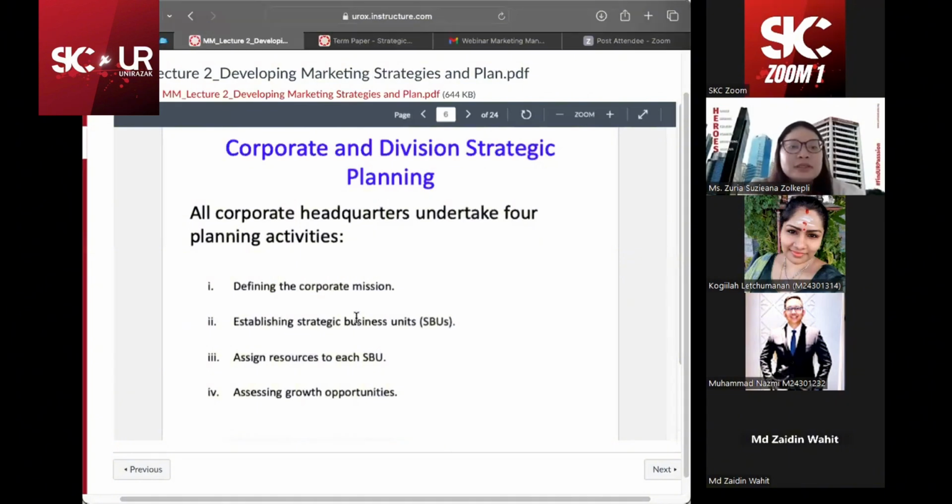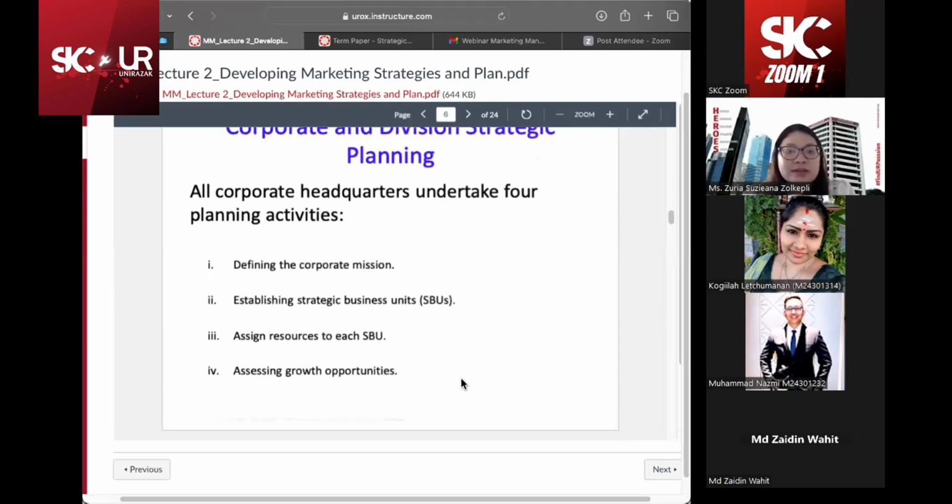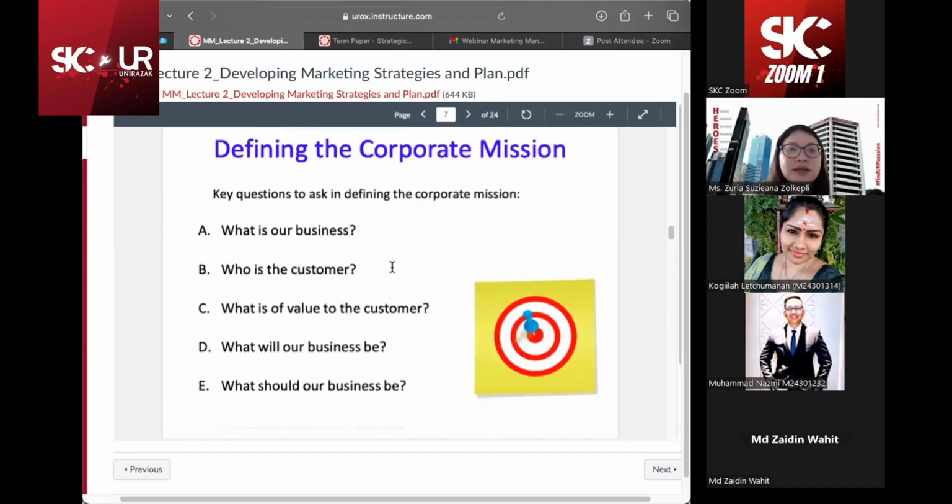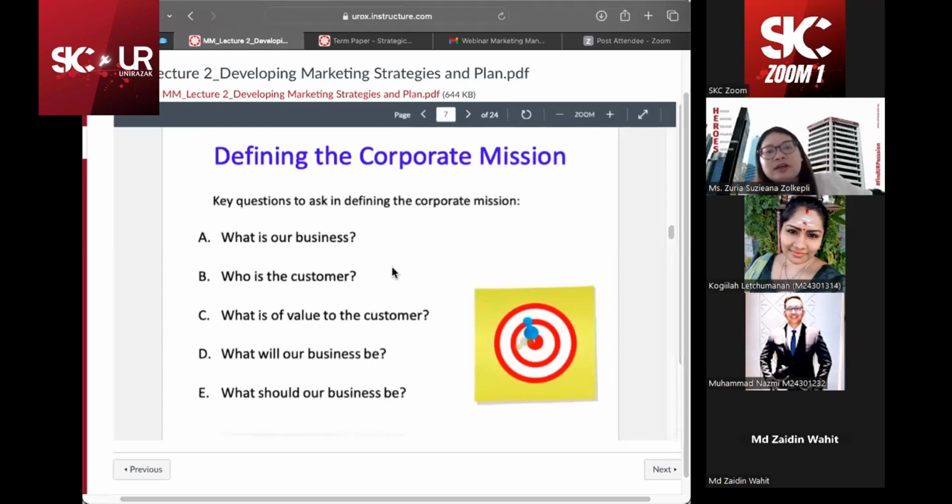And then establishing strategic business units. I'm going to cover a little bit about SBU. And then assign resources to SBU. We are going to take a look at two tools in allocating resources to SBU. Then, assessing growth opportunities. Okay, so the first one is defining the corporate mission.